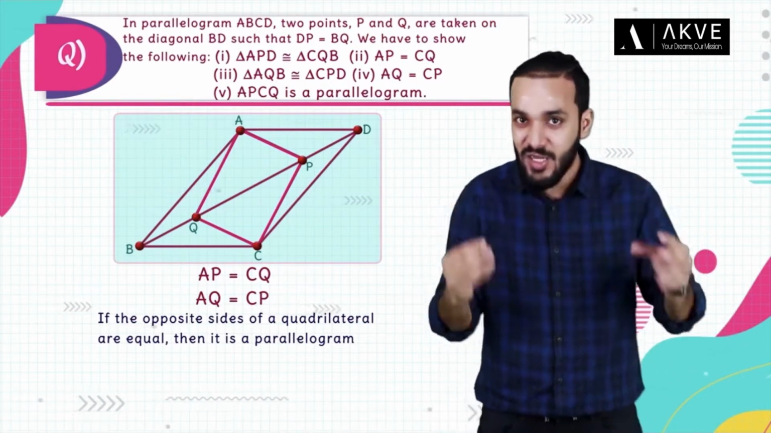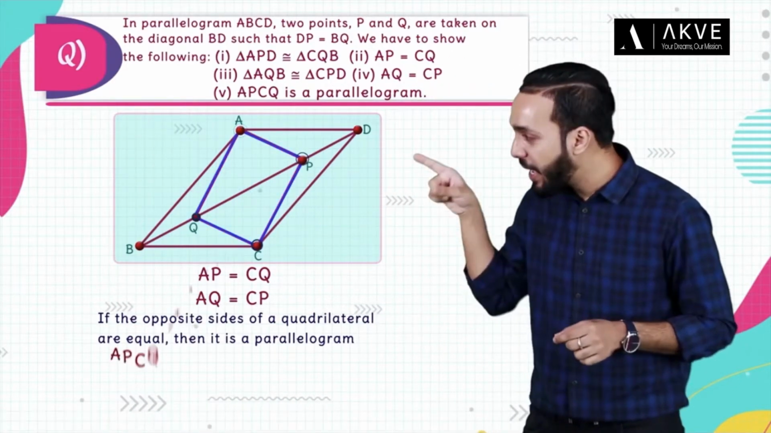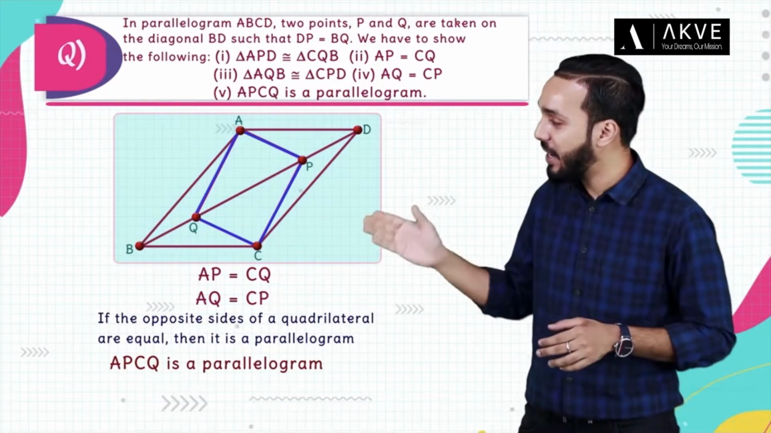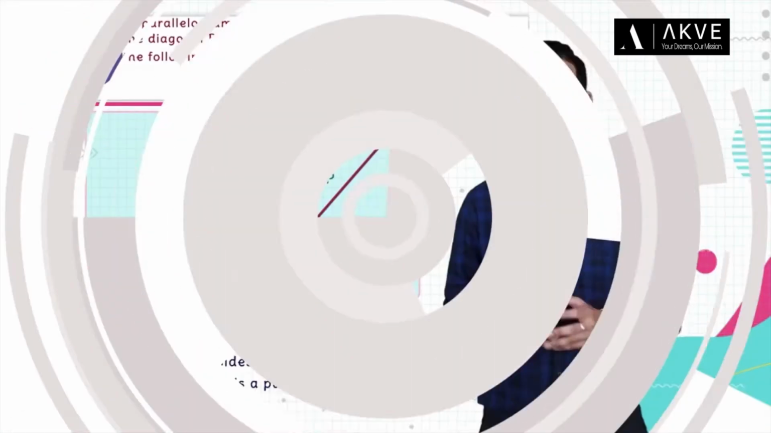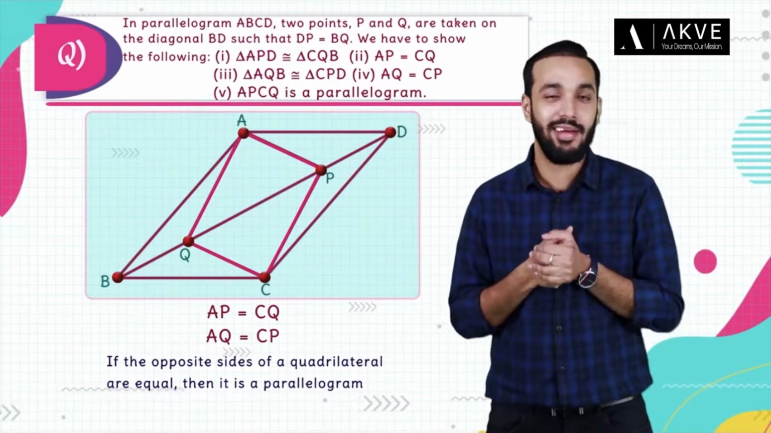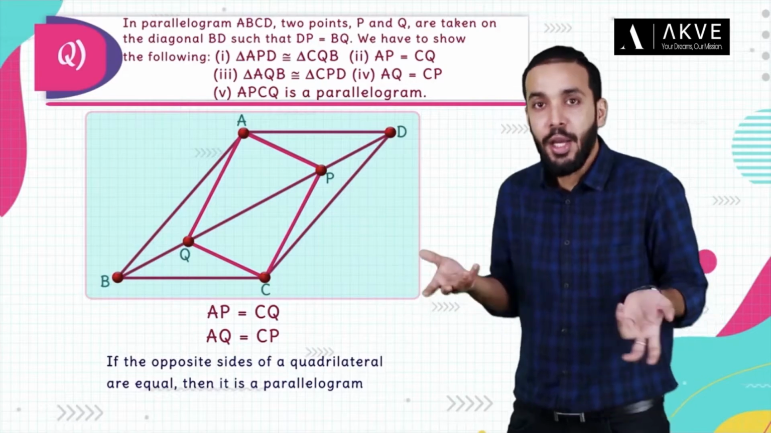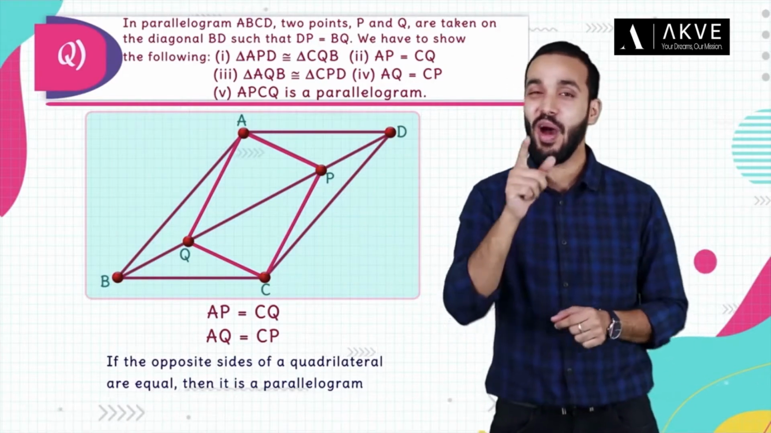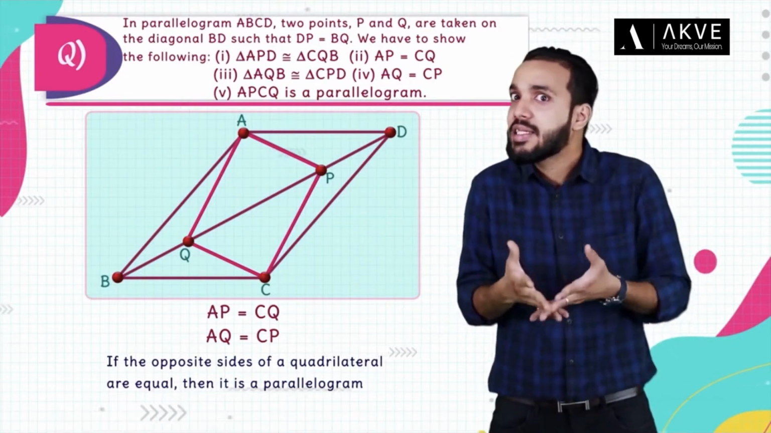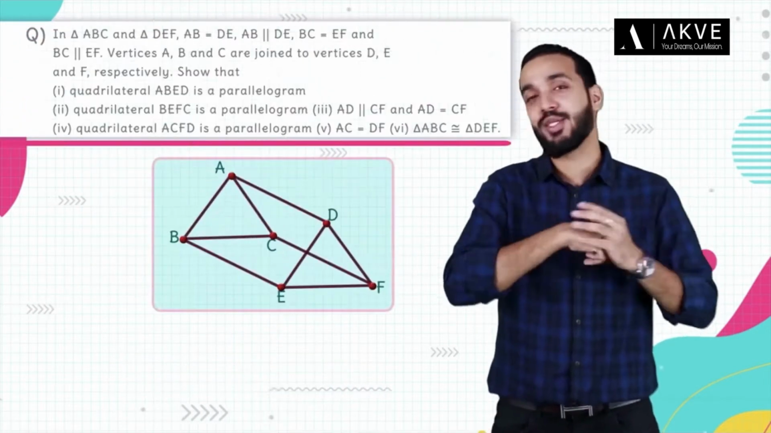See, we just proved the fifth requirement. APCQ is indeed a parallelogram. That was child's play, wasn't it? Well, almost. We solved a complete list in under 5 minutes. You are doing good. But let's see if you can ace through the next question.